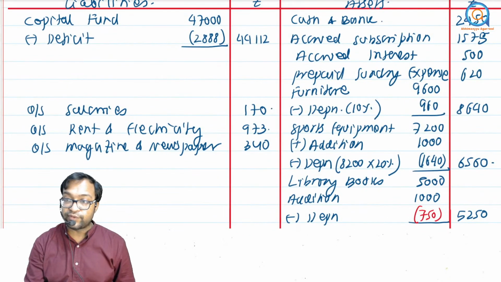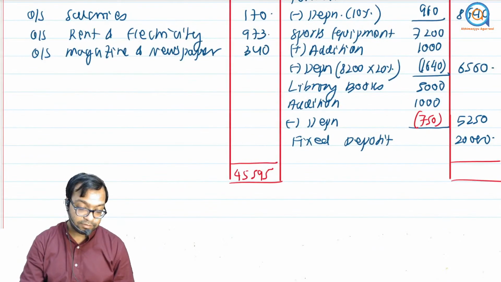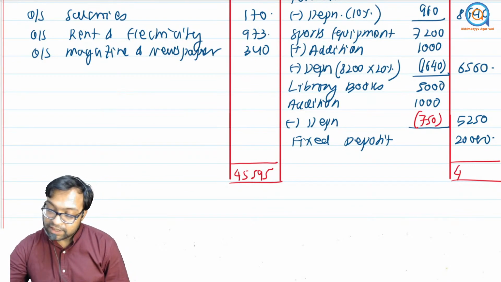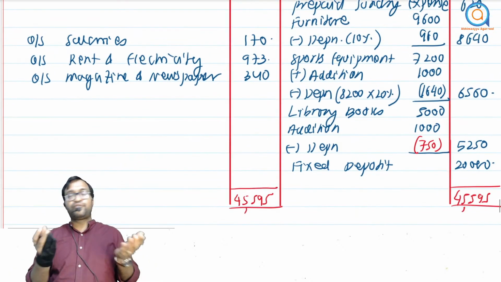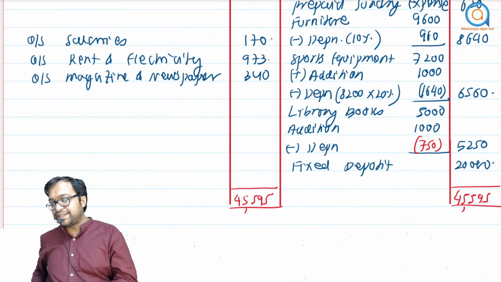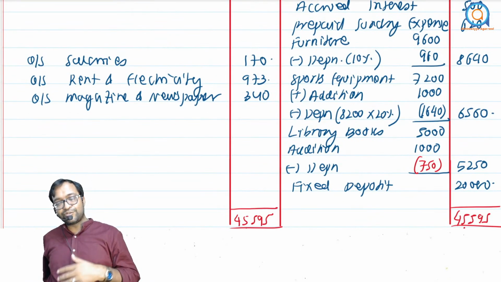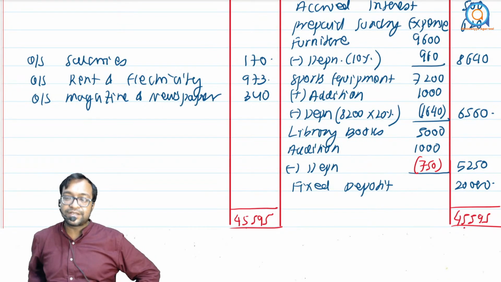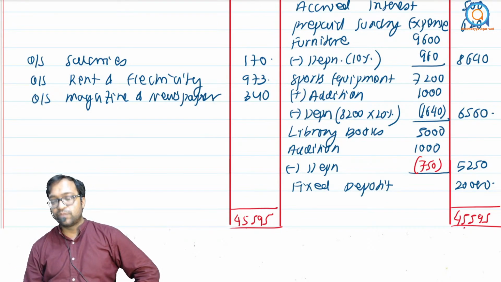2450, 1575 plus 500 plus 620 plus 8640 plus 6560 plus 5250 plus 20,000. Wow, the balance sheet is tallying. Obviously it will tally. Our future chartered accountants are making the balance sheet. Won't the balance sheet tally? The balance sheet doesn't have so much guts not to tally in the hands of future chartered accountants, correct? So it will obviously tally. Well understood?